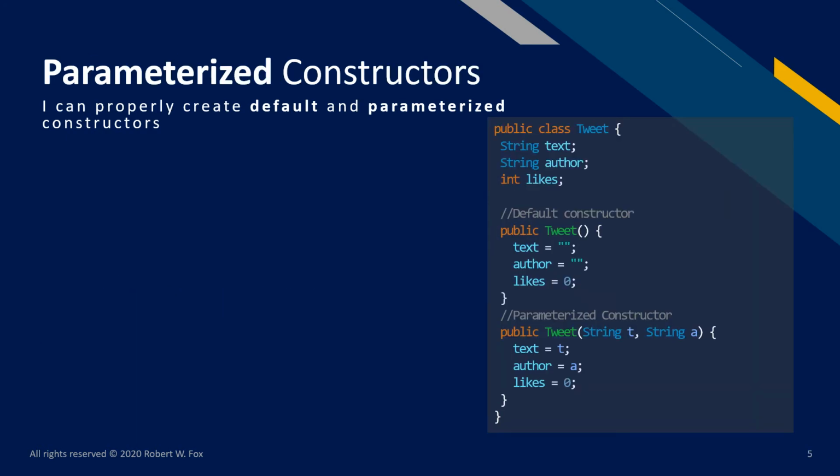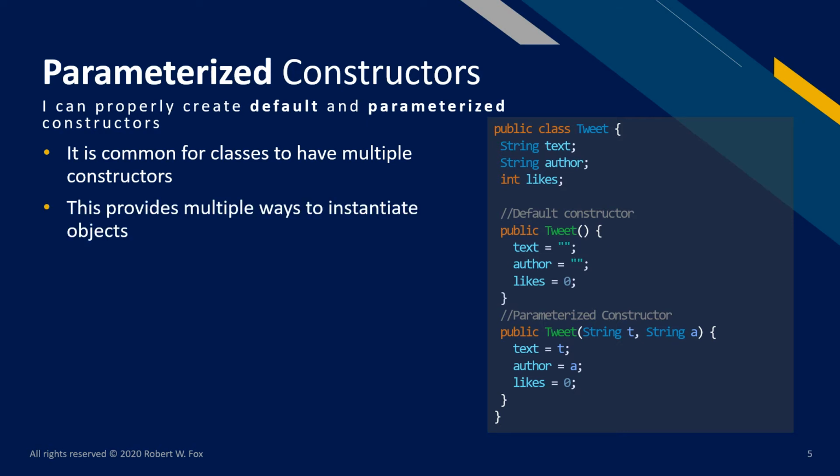In the Tweet class on the right, you can see that I've added a second constructor to the class. Notice again, it shares its name with the class, public Tweet, and there's no return type, not even void. But the difference is, in this constructor, I have included parameters. It's really common for classes to have multiple constructors, and the reason is that it provides multiple ways to instantiate an object.